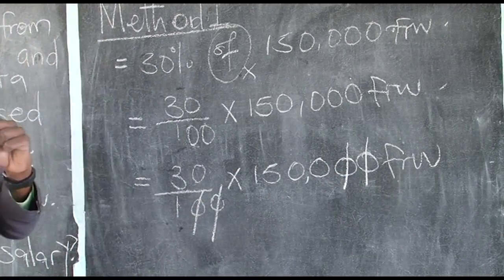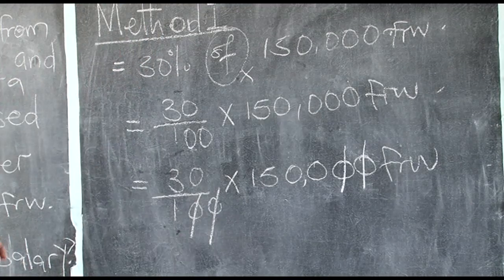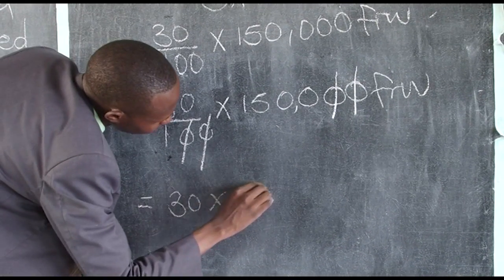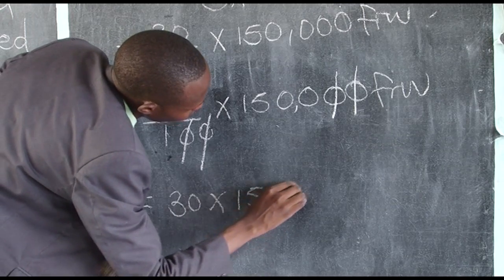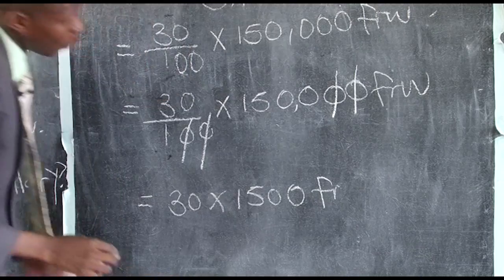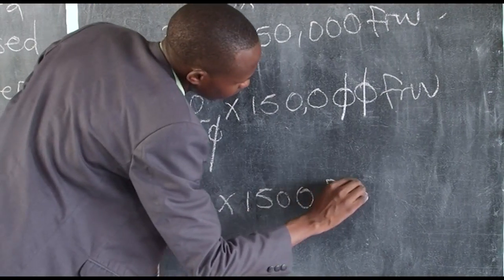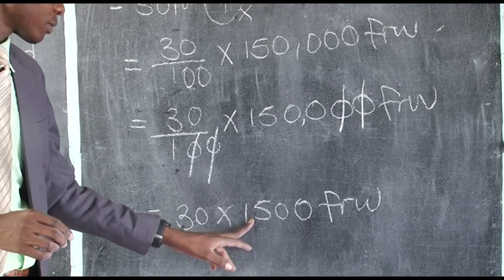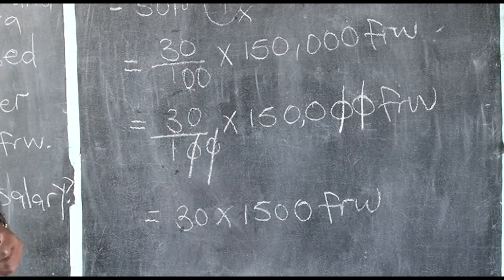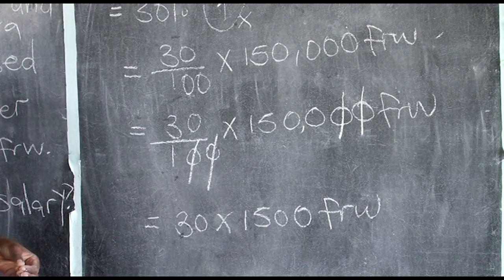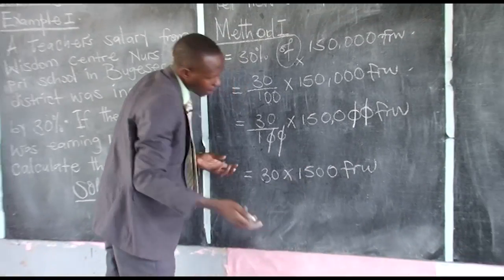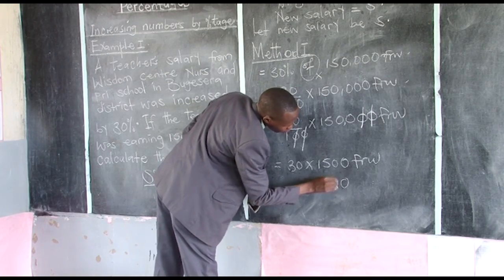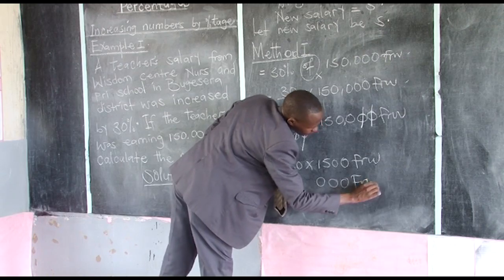What am I looking for? 30% of 150,000. So that one will give us 30 times 1,500 francs. Okay. 30 times 1,500 francs. So let's multiply this out. I'll just get the zeros first of all. I'll count the number of zeros I have. I'll say 1, 2, 3. Three zeros. Don't forget units.